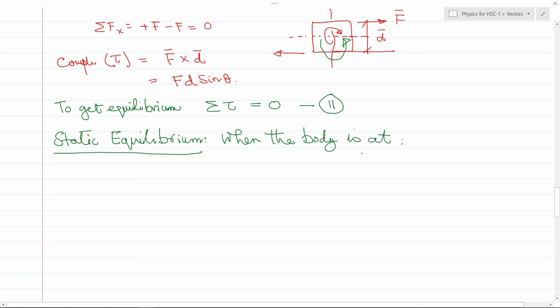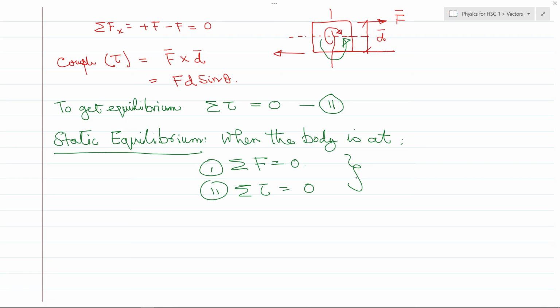So when the body is at rest, we know that it is satisfying two basic conditions, and these are called conditions of static equilibrium. The first condition is sigma F should be equal to 0, and the second condition is the sum of all the torques or moments should be equal to 0. When both the conditions are satisfied, only then we can say that this body is in static equilibrium. These concepts are very, very helpful in solving problems.